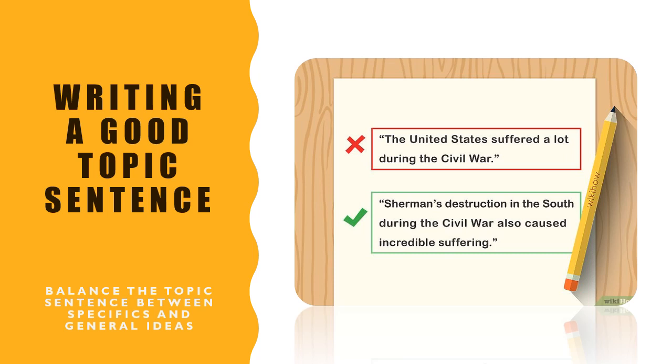Don't write too narrow of a statement. There is nothing much to talk about then, because it's probably a fact. This is too narrow. Christmas trees are either cedars or firs. Instead, aim for a good balance. Sherman's destruction in the South during the Civil War also caused incredible suffering. This is big enough to relate the broader idea of an essay, but not so narrow that there is nothing left to discuss.